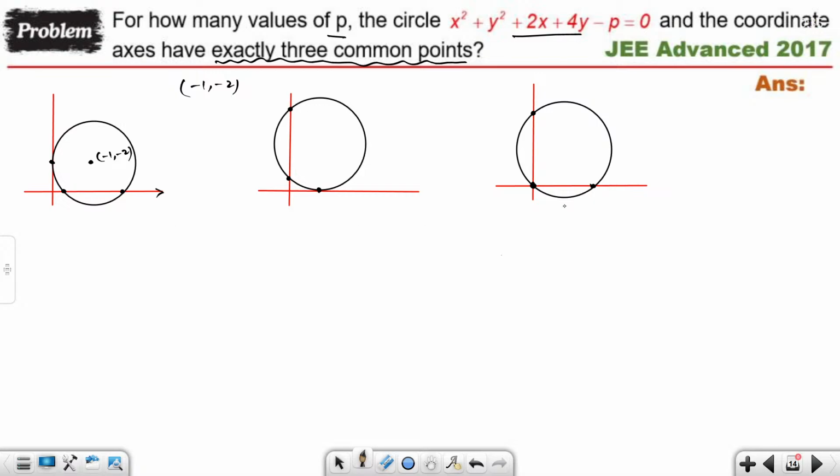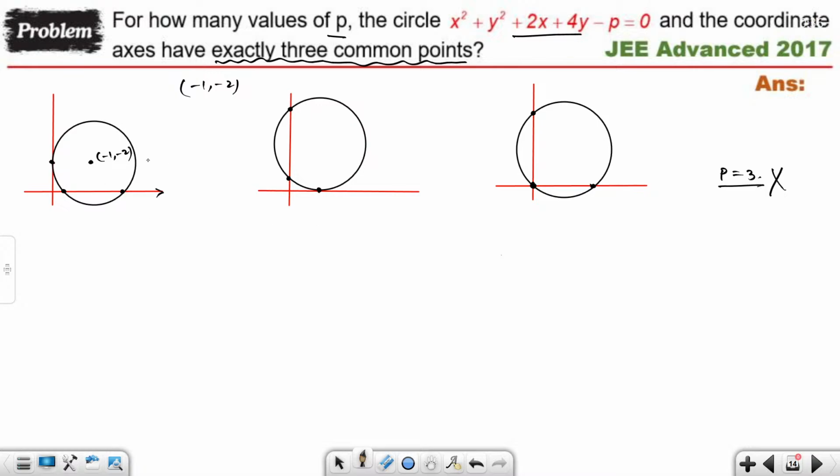Now again, don't rush into the answer and write that p will be 3. No, because there are 3 cases, so there will be 3 different values of p, therefore your answer will be 3? No, because we have to check whether each is satisfying the given condition or not. That is very important.